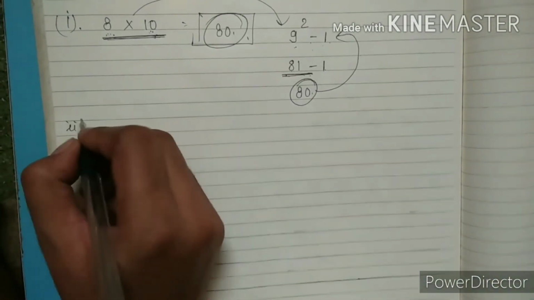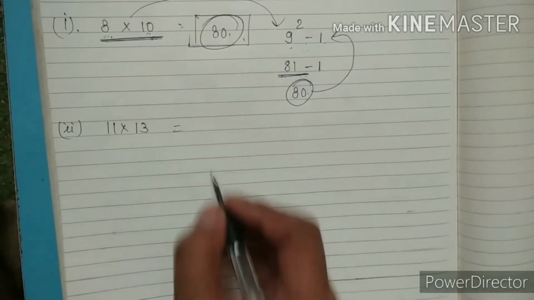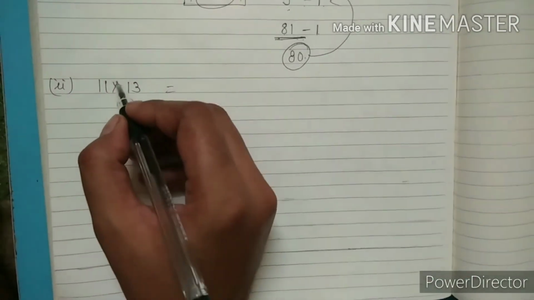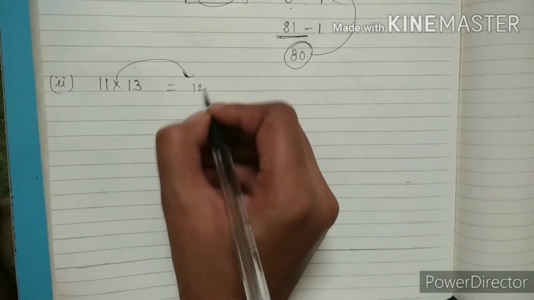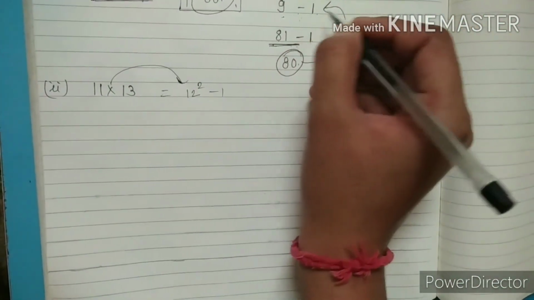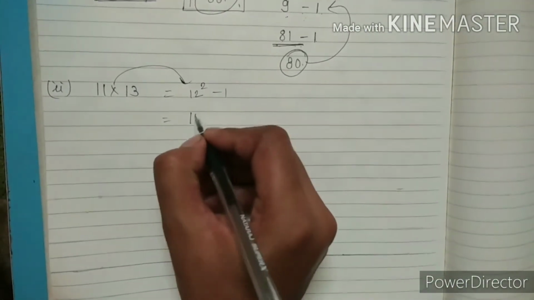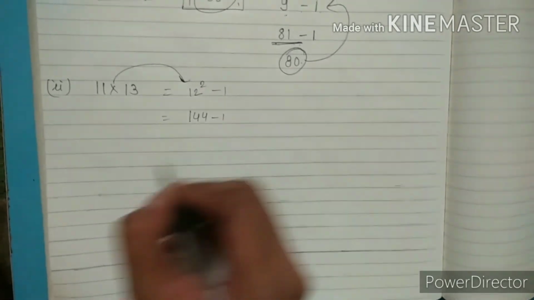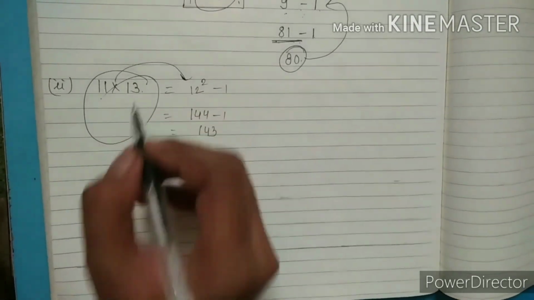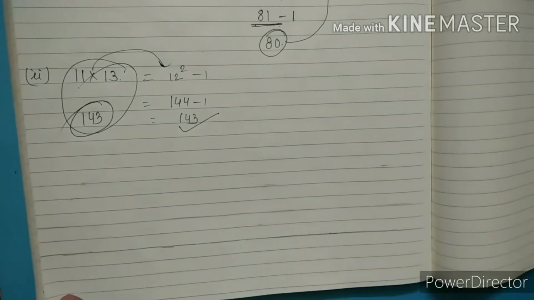Next, we will see one more example. 11 into 13. We are not directly going with 11 into 13. Let's see what will happen. In between, which number is missing? 12 is missing. 12 square minus 1. We always have to subtract 1, always 1 is subtracted everywhere. So 12 square is 144. 144 minus 1 is 143. And when we actually multiply 11 into 13, the answer is also 143. It means we did it correctly.